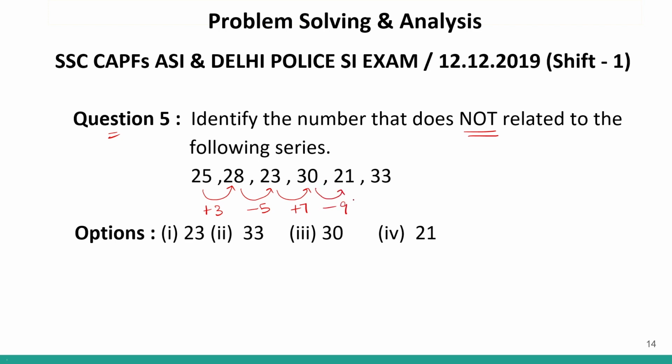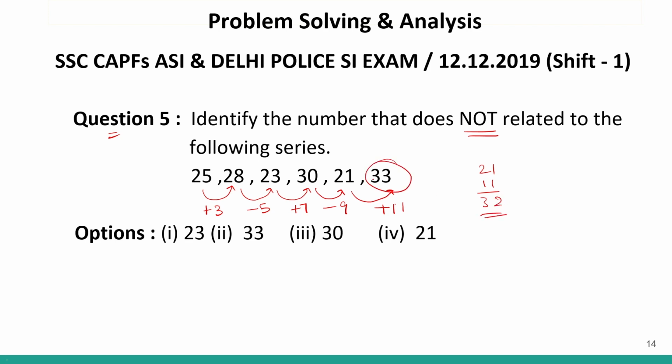So very clearly there is a pattern that each consecutive odd number is being added and then subtracted. So the next logical term will be plus 11. Correct? So 21 plus 11 will give me what? 32.